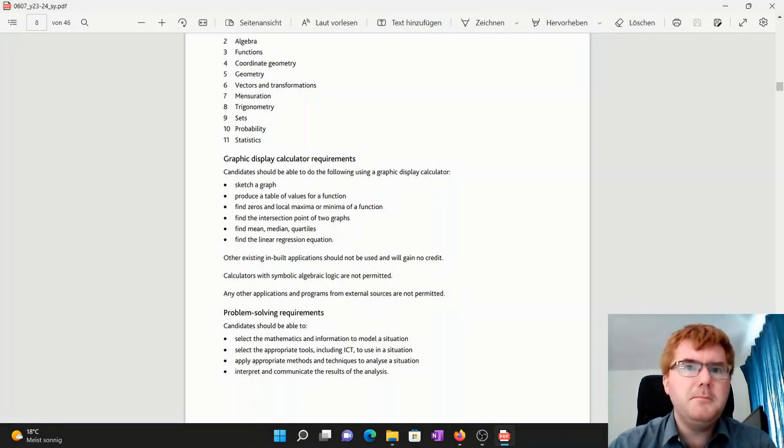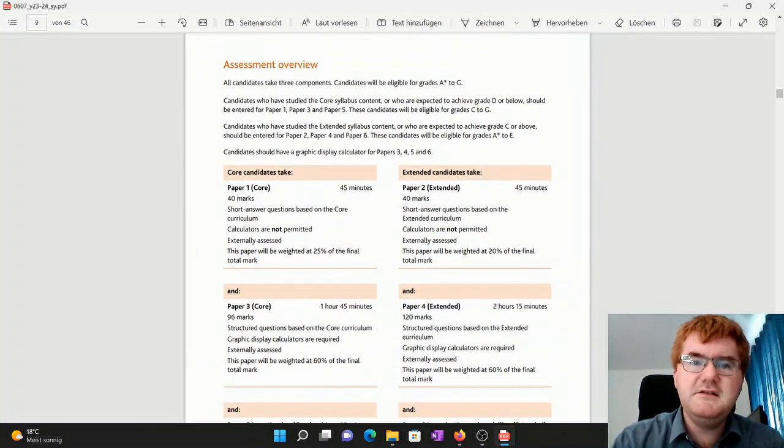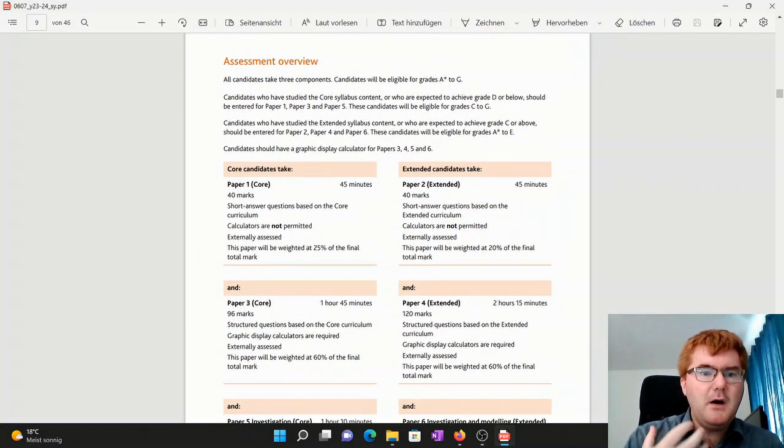There is also a problem-solving element to this particular course. So particularly on paper 5 and paper 6, which I'll talk about in a moment, being able to model a situation, analyze a situation, be able to apply the maths you've learned on the course to different situations and different scenarios. Now, this also comes into the assessment and how you are assessed.